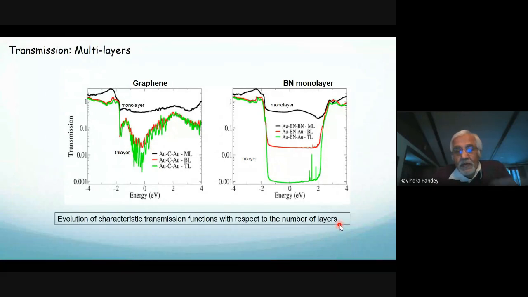Earlier, we varied the separation between contact and the monolayer. Now let's see what happens if we increase the thickness of our channel material. On the left, you can see going from monolayer to bilayer to trilayer. For graphene, the monolayer in black has very high transmission. As we increase the thickness, the transmission goes down, but it still remains finite. Surprisingly, in the boron nitride case, as you go from monolayer to bilayer and trilayer, for trilayer we indeed have a gap. There is hardly any transmission at the Fermi level of boron nitride.